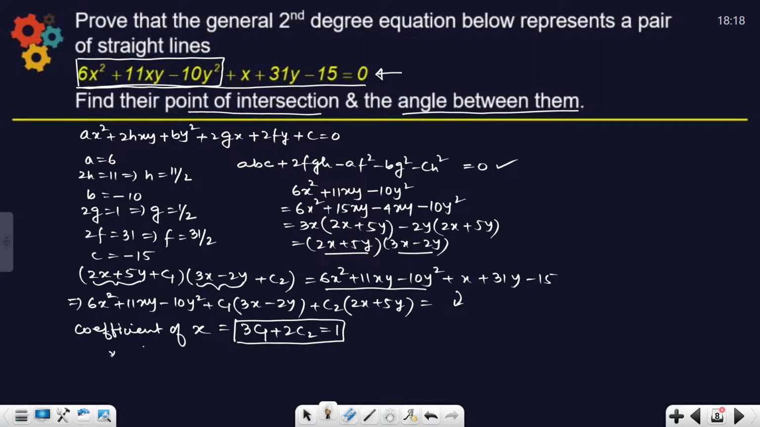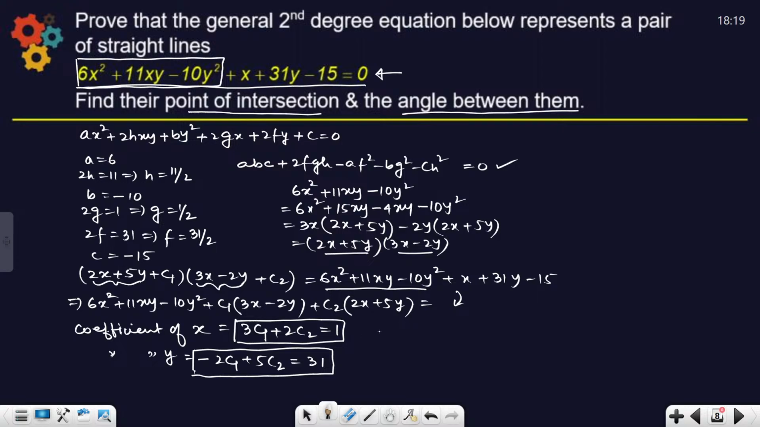Now find out what is the coefficient of y. What is the coefficient of y in the left hand side? It's minus 2C1 plus 5C2. And what is the coefficient of y in the right hand side? It's 31. Is it clear? So you got two equations. Another equation also we can form. We can find out the coefficient of xy. That we can do, but it will be an unnecessary thing. Because we need two equations, we got two equations, right?